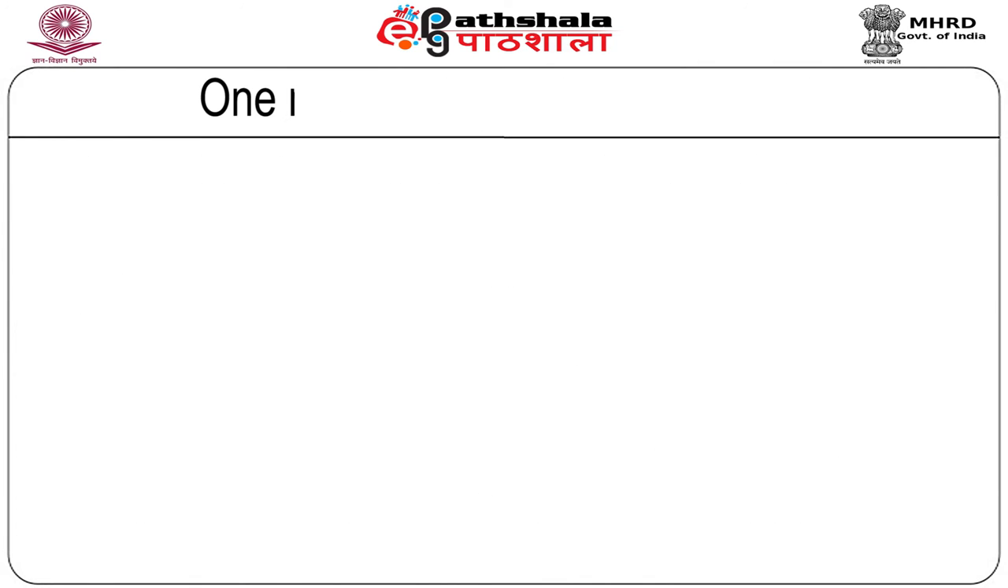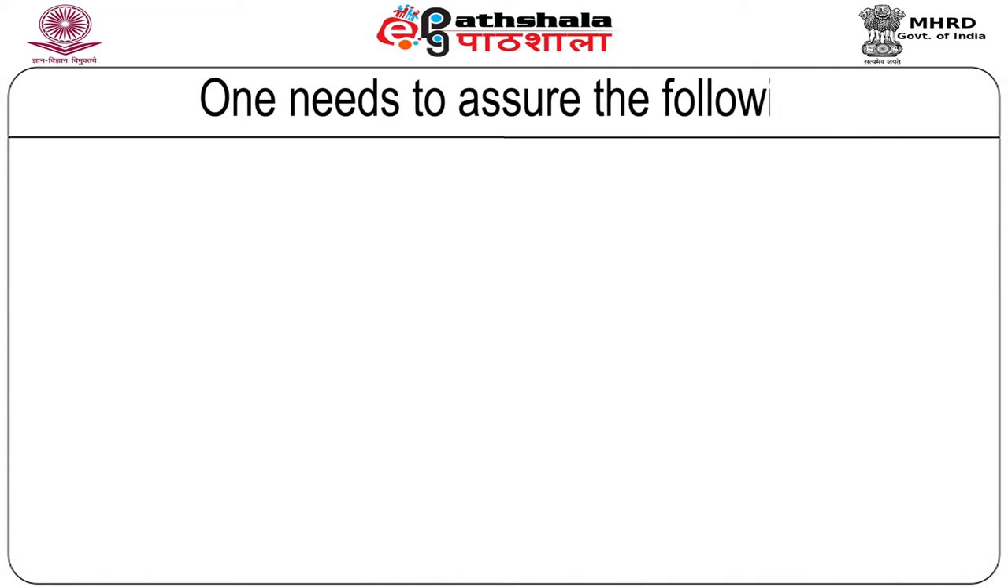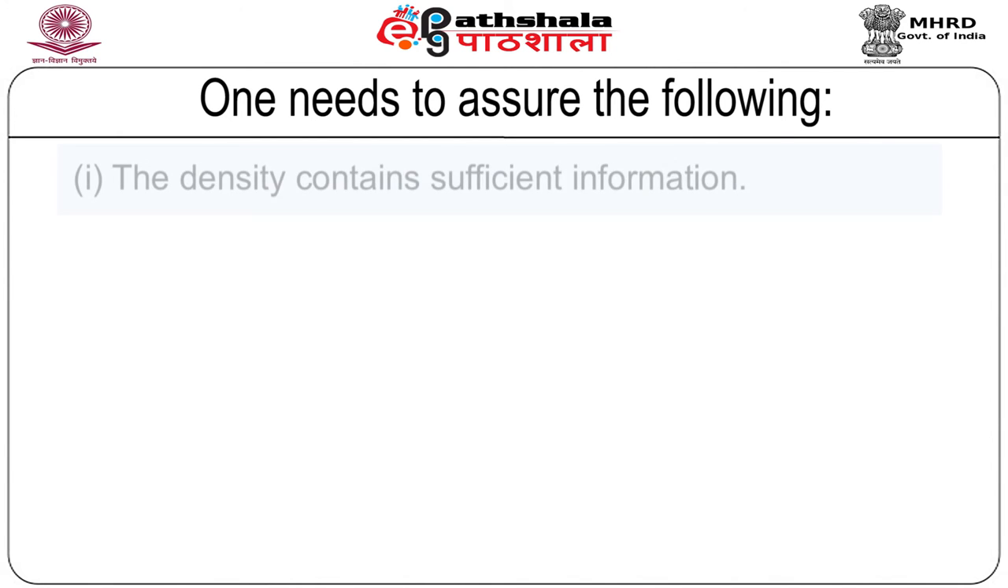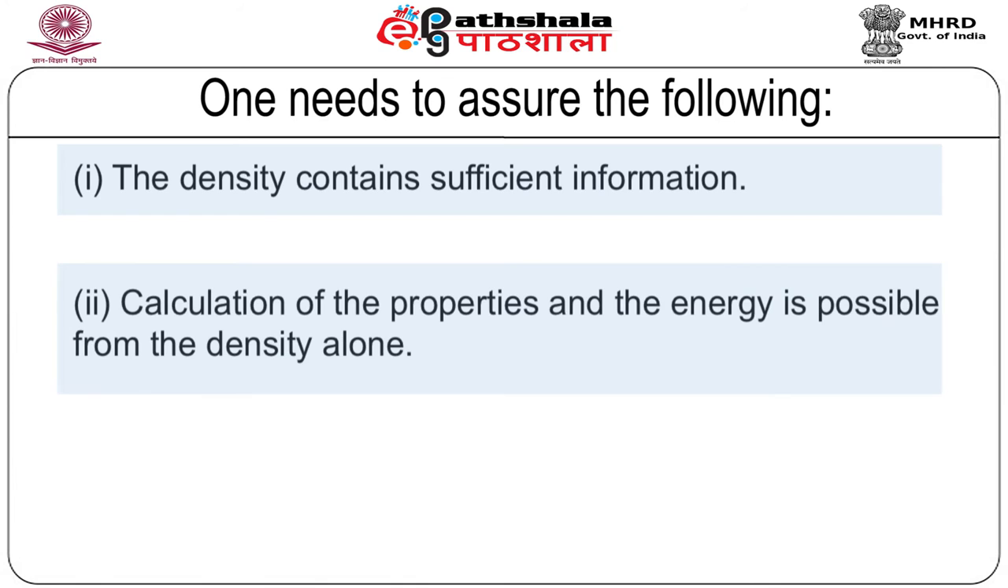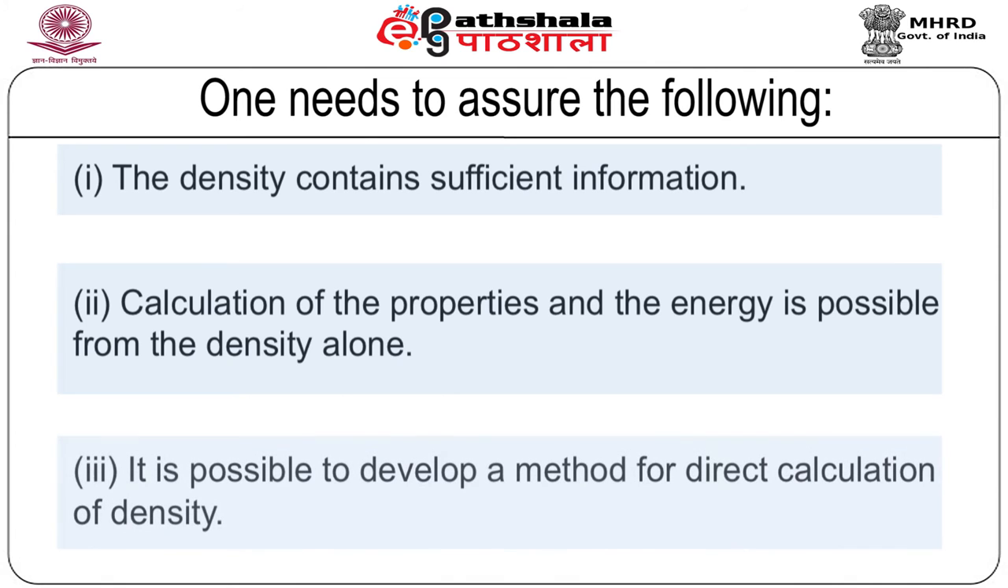To use the density as basic variable, one, however, needs to assure the following. First of all, the density should contain sufficient information. Calculation of the properties and the energy should be possible from the density alone. And also, it should be possible to develop a method for direct calculation of density.